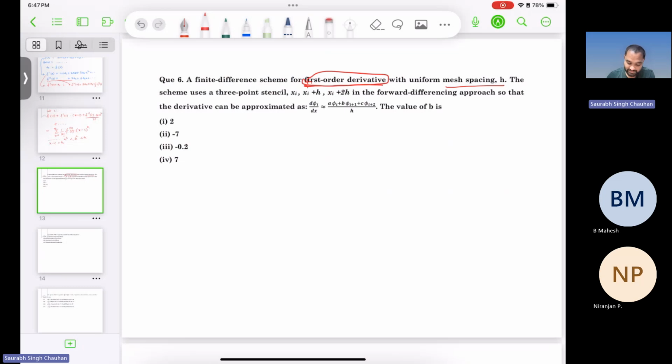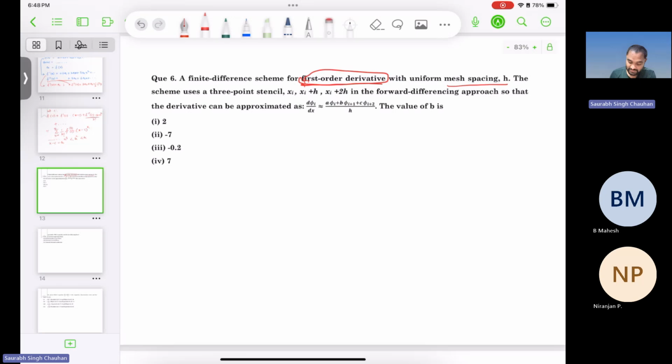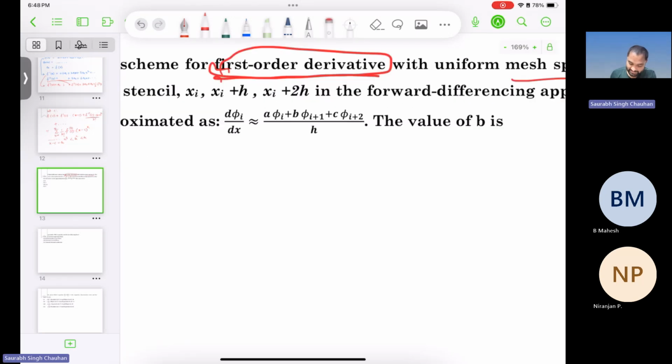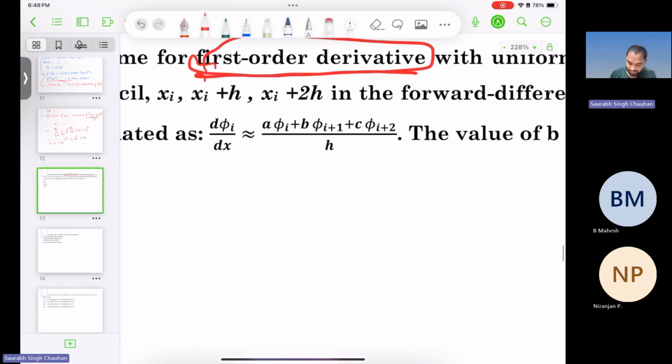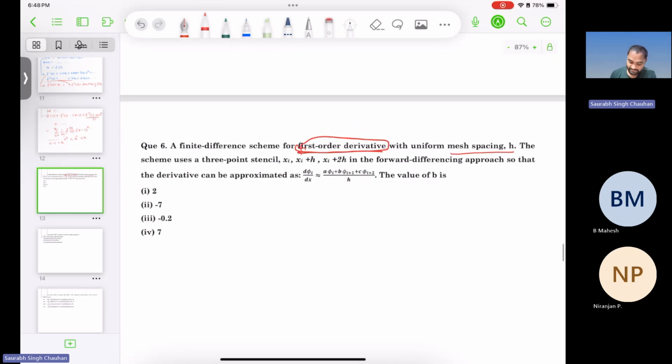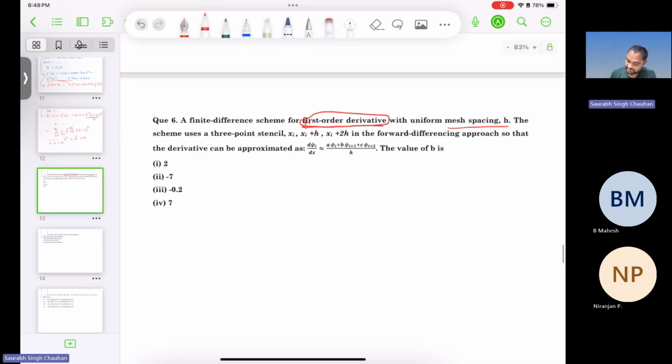So that the derivative can be approximated as d phi by dx approximately equal to a phi i plus b phi i plus 1 plus c phi i plus 2, all divided by h. I'm sorry, this is phi. So at any i, the derivative of this phi is equal to (a phi i plus b phi i plus 1 plus c phi i plus 2) by h. Here h is our mesh spacing, and we have to find the value of b.